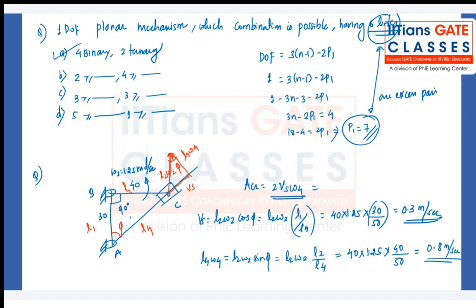Now you got the value of velocity of slider, and you got the angular velocity of link 4. So just put it here: 2 into 0.3 into 0.8. So that is 0.48 meters per second square. Okay, 0.48 meter per second square. This is the answer.